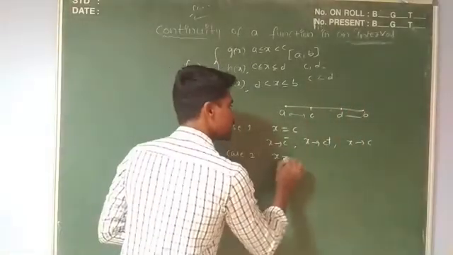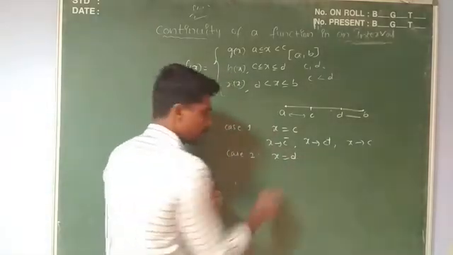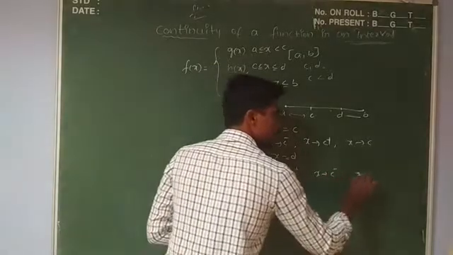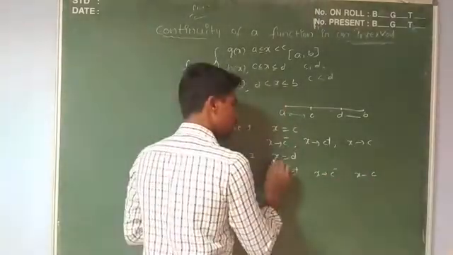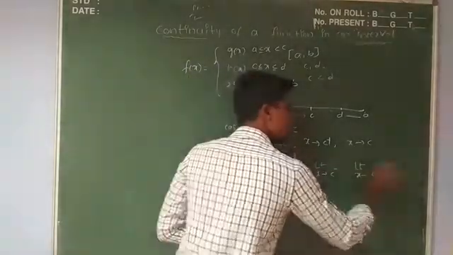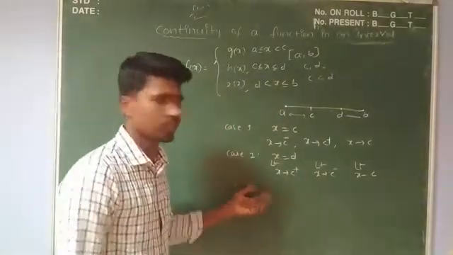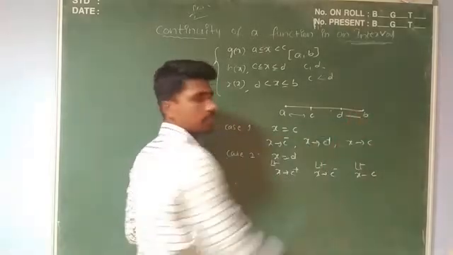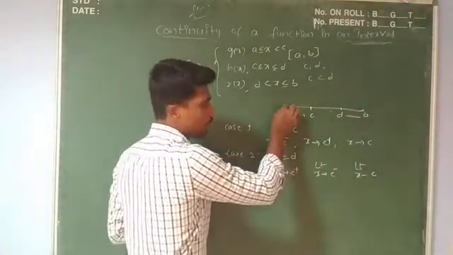So for x equal to D, I have to examine whether the limits as x tends to C plus, x tends to C minus, and x tends to C are all equal or not. After completion of this, I have to examine at point A as well as B. At point A, what do I have to do?